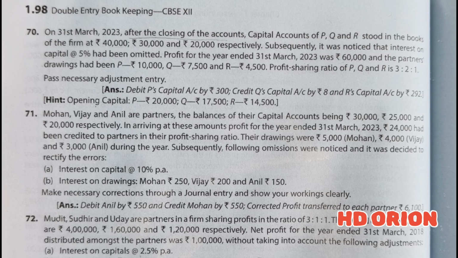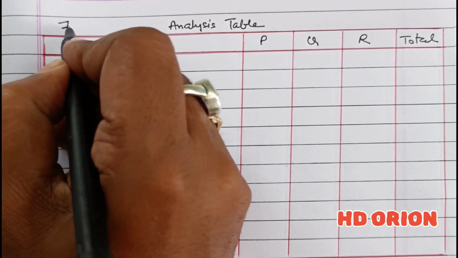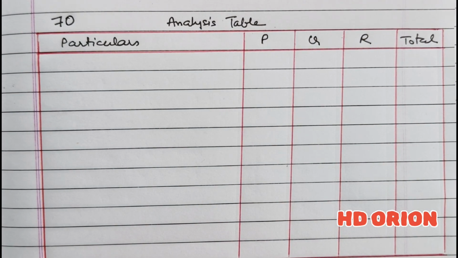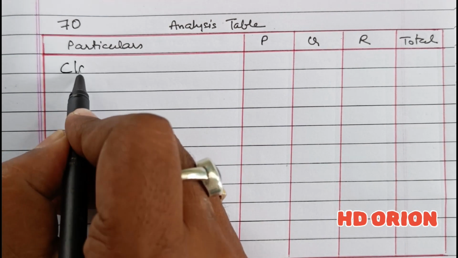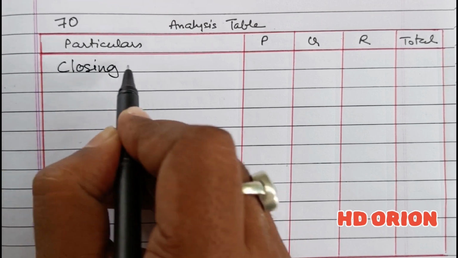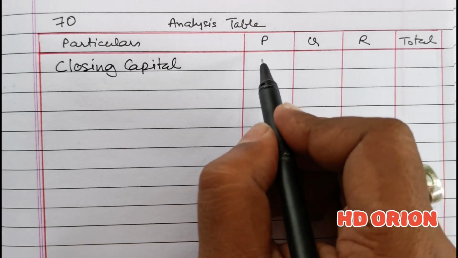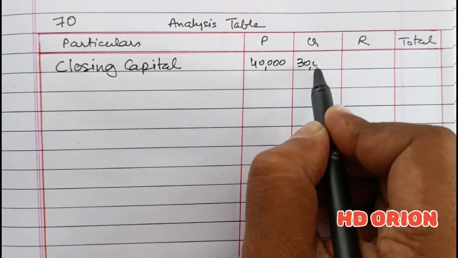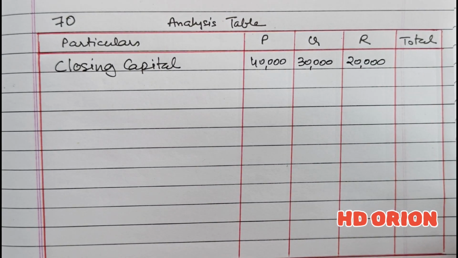So let us see the solution. So solution 70 we will see. First we will prepare the analysis table and to start with we will have to calculate opening capital balances first. So we will start with closing capital balance. Closing capital balance is given to us in the question and it is rupees 40,000 for the first partner P, rupees 30,000 for the second partner Q and rupees 20,000 for the third partner R.